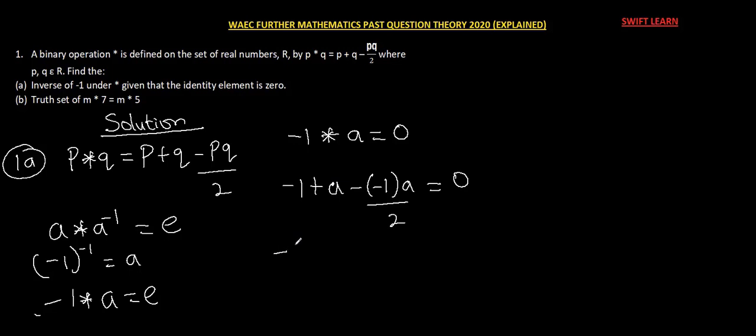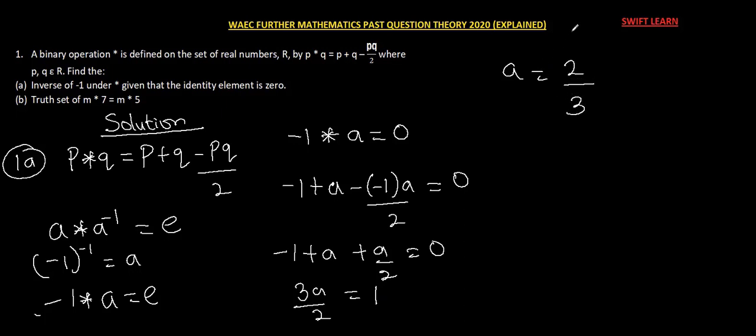So you just perform your operations. -1 plus A plus -1 times minus is plus A, divided by 2 equals 0. So you bring this over here, it becomes A plus A divided by 2, which is 3A divided by 2, equals 1. So A will be equal to 2 over 3 once you cross multiply. That means our inverse of -1 equals 2 divided by 3. I'm just going to rub this off and do the B question.